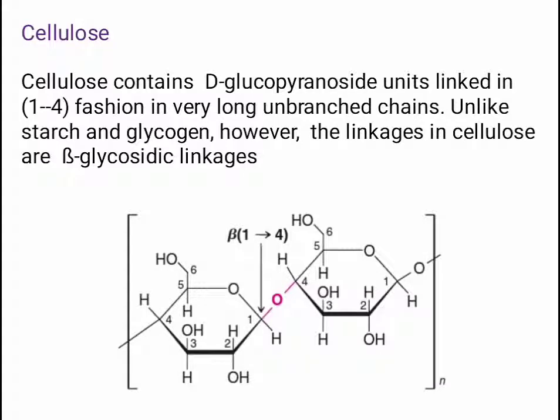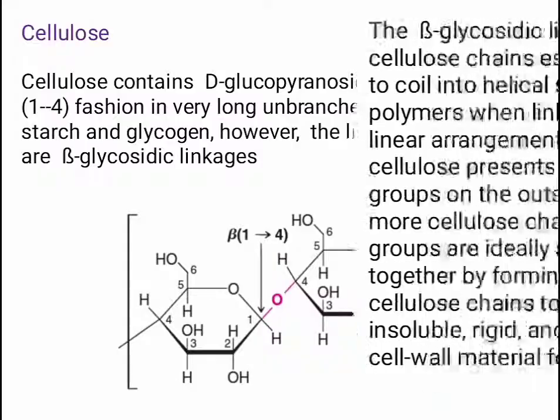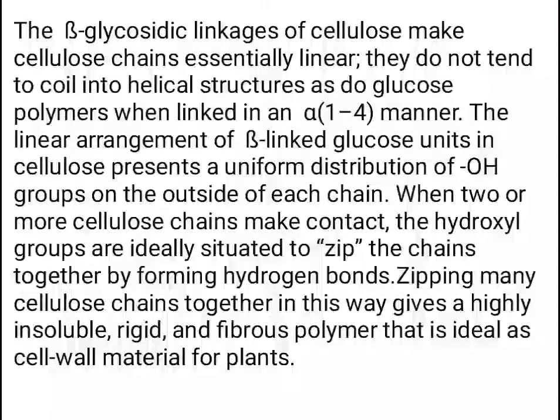Cellulose. Cellulose contains D-glucopyranoside units linked in 1,4 fashion in very long unbranched chains. Unlike starch and glycogen, however, the linkages in cellulose are beta-glycosidic linkages. The beta-glycosidic linkages of cellulose make cellulose chains essentially linear. They do not tend to coil into helical structures as do glucose polymers when linked in an alpha 1,4 manner.